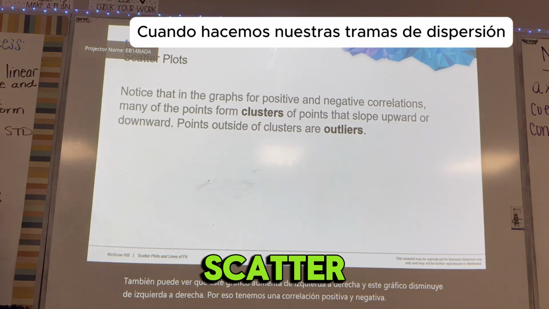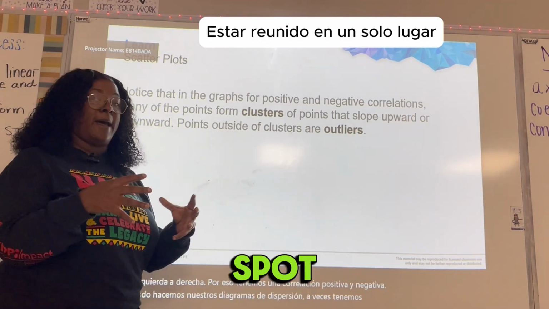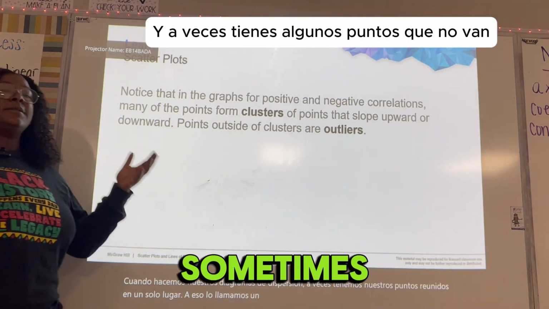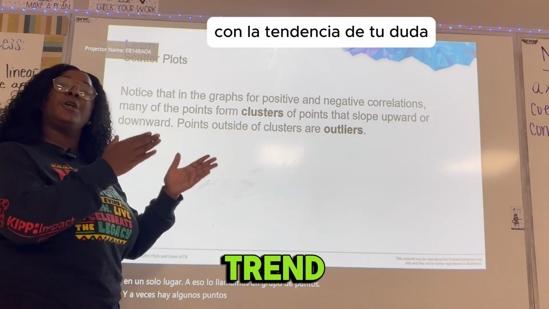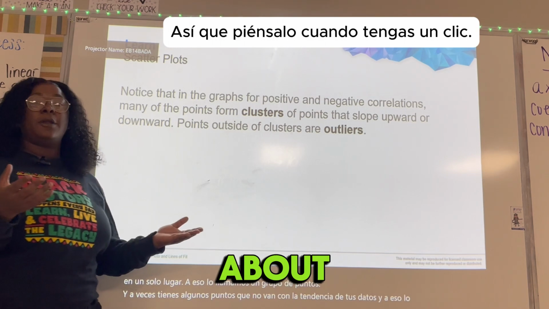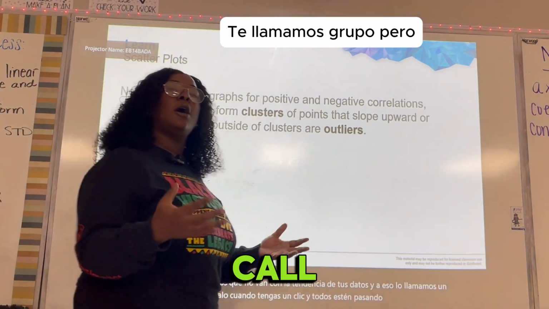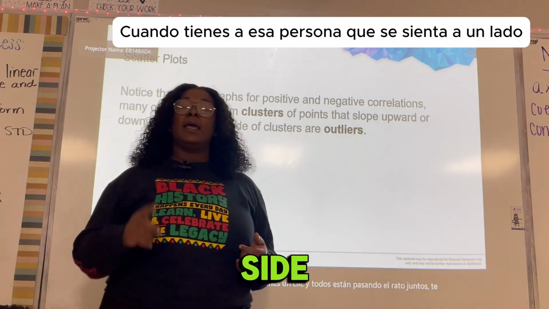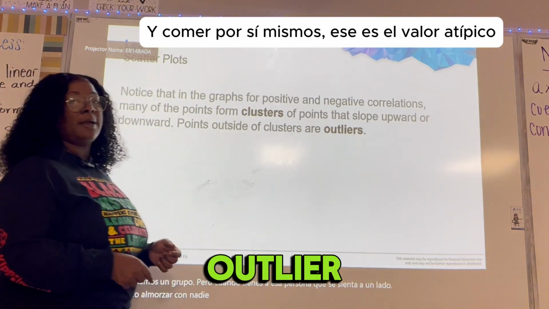When we do our scatter plots, we sometimes have our points being gathered in one spot. We call that a cluster of points. And sometimes you have some points that do not go with the trend of your data. And we call that an outlier. So think about it. When you have a clique and you all are hanging out together, we call you a cluster. But when you have that one person that sits on the side and doesn't eat lunch with anybody and eats by themselves, that is the outlier.